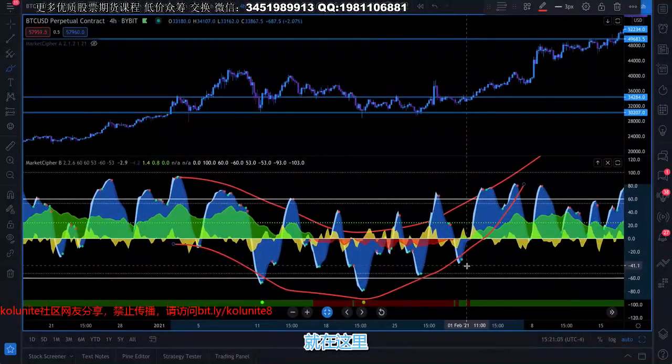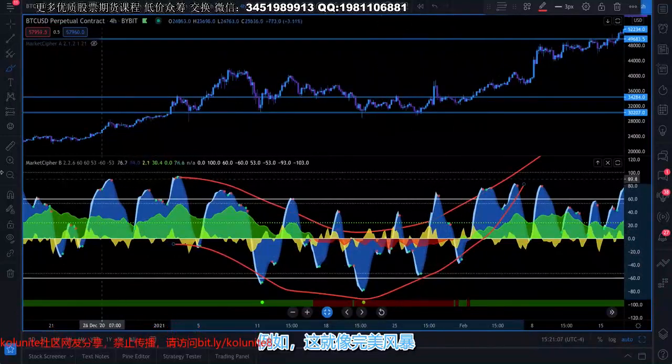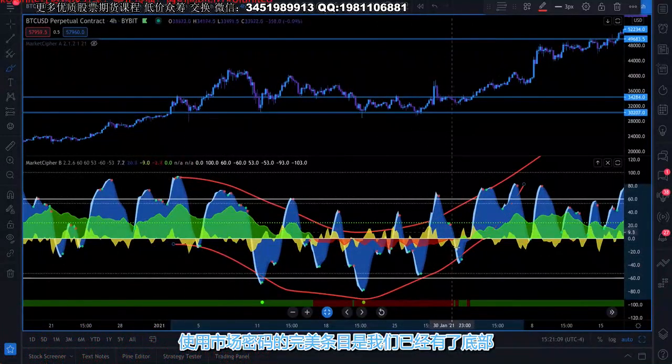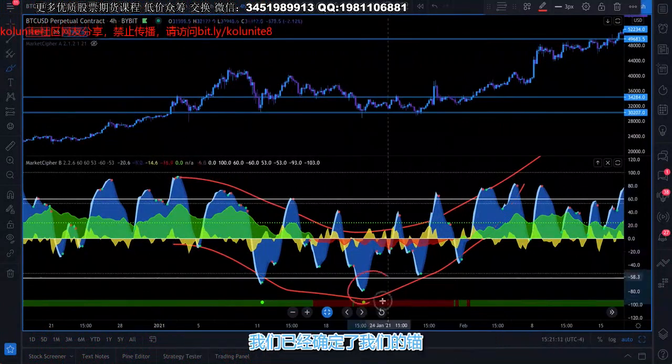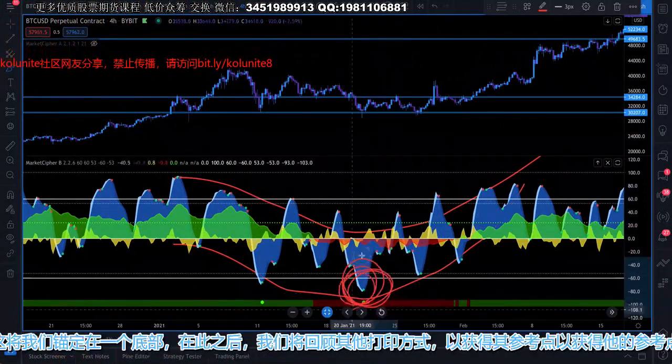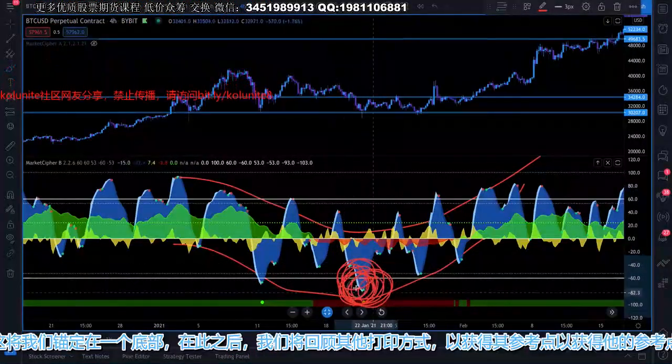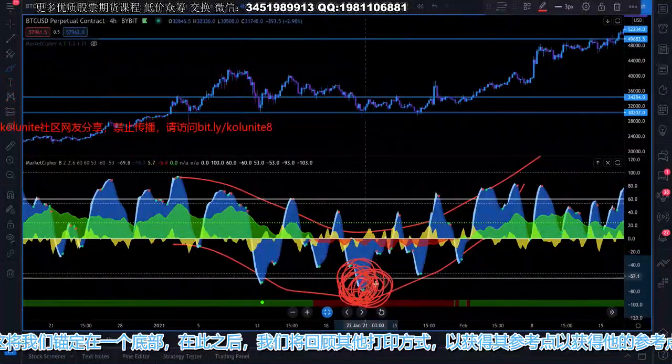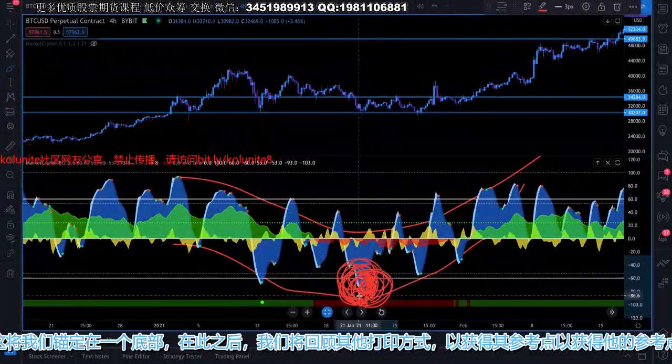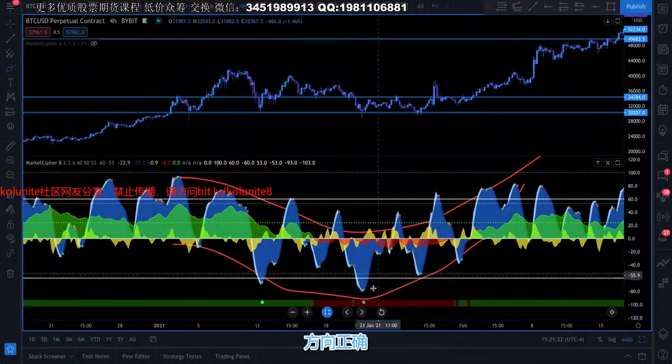Check this out right here. For example, this is like the perfect storm of perfect entries using Market Cipher B. We've had our bottom. We've identified our anchor. This is anchoring us at a bottom from which every other wave that prints after this will look back to get its reference point, to get its orientation, right?